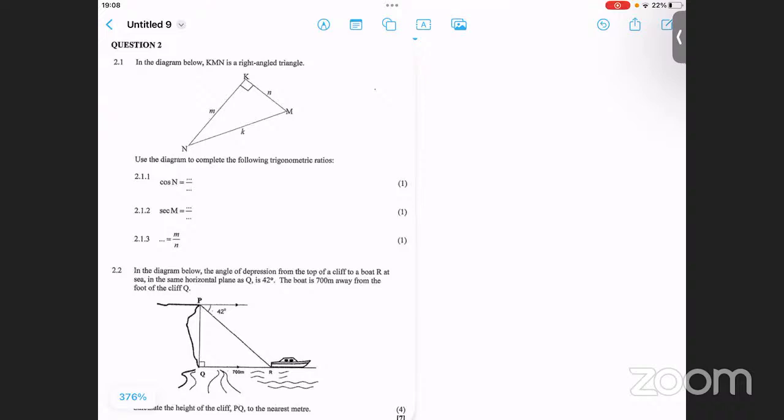Sir, you take the cos of N, you take the opposite over the hypotenuse, sir. So I think it's N over K. N over K. What we know is that cos is equal to adjacent over hypotenuse. So one thing for sure, K is indeed the hypotenuse. But now that N is our reference angle, what is therefore the adjacent?